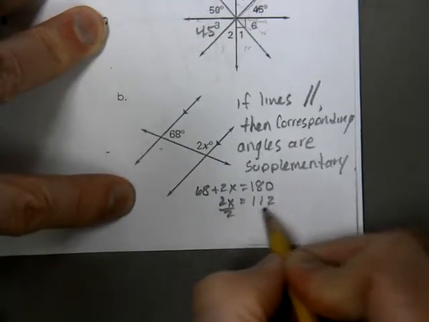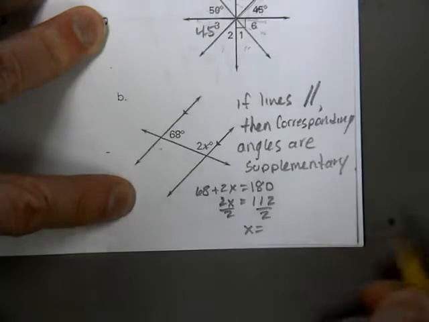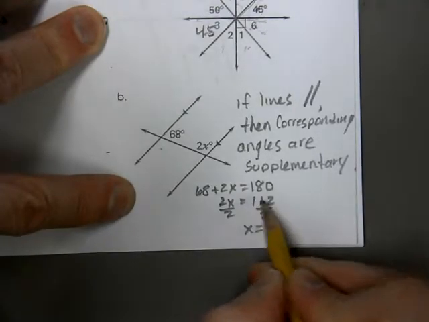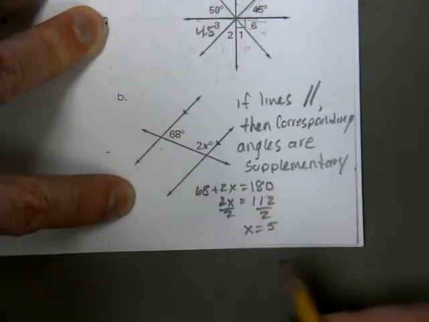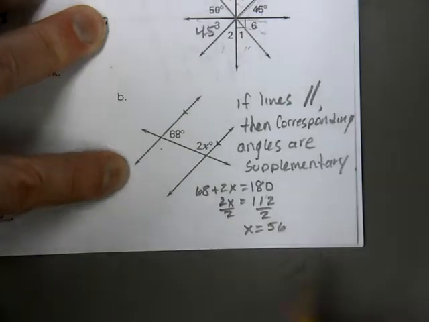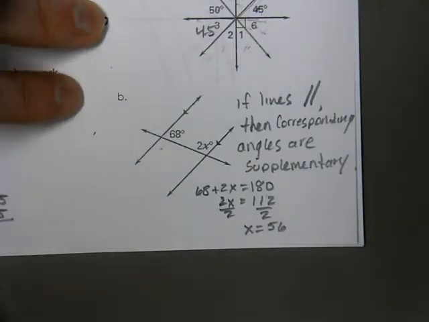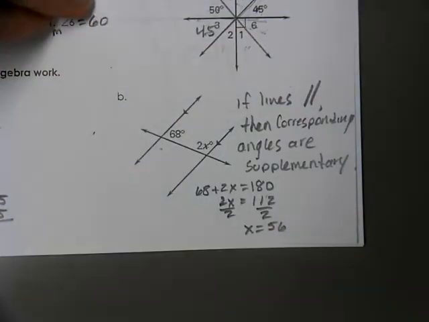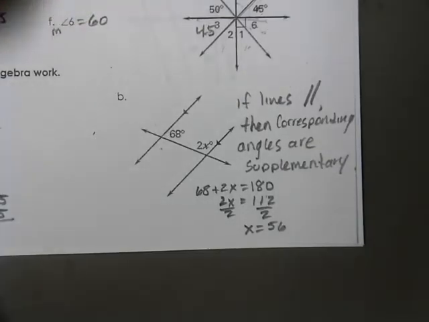and divide by 2. So 2 goes into 11 5 times with 1 left over. We get 56 for the value of x. Good luck, everybody.